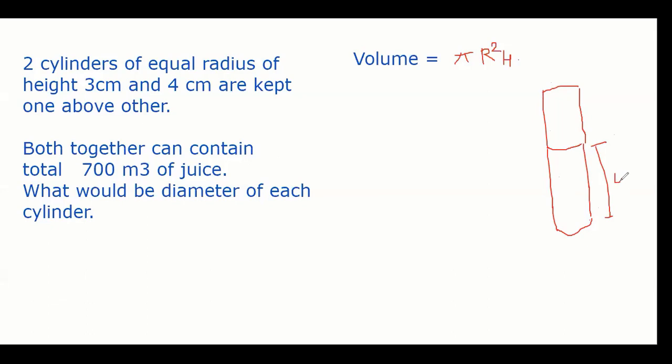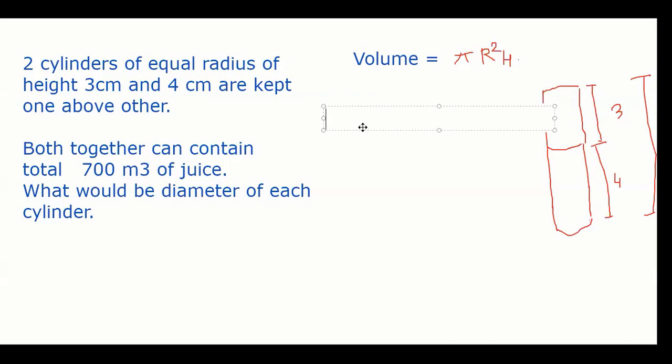This one is 4 centimeter height, and this one is 3 centimeter height. Now you see there are two different cylinders, but their radius is the same, so we can take the common formula for them. Total height becomes 7 if you see one cylinder only. That's why we need two different volumes to be added together.